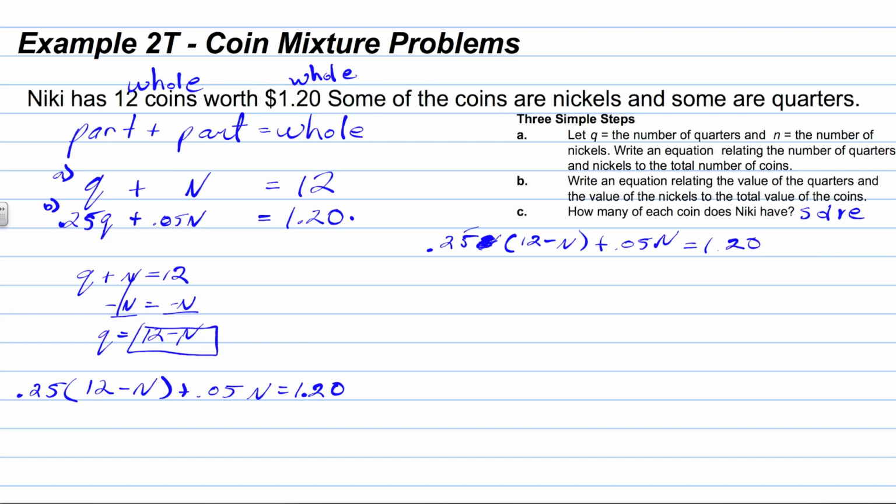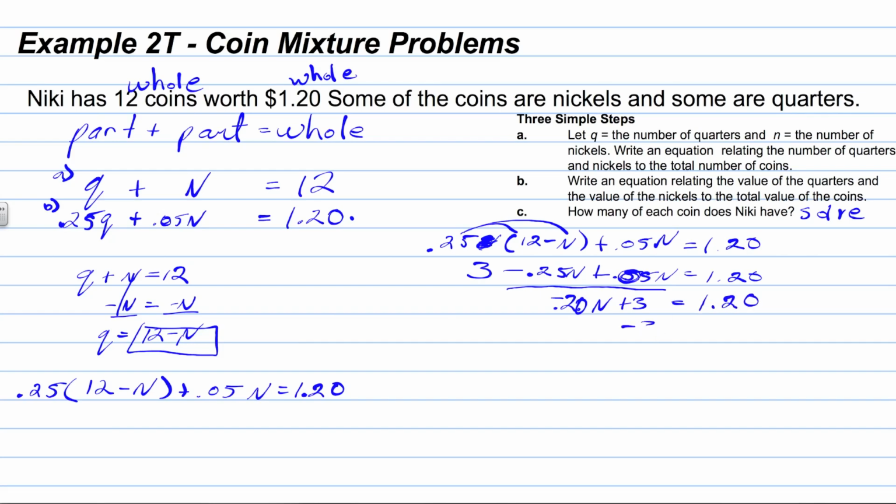Solving this equation, I have to distribute this 0.25. 0.25 times 12 is 3. 0.25 times minus N will give minus 0.25 N. I copy the rest of the equation down. That should be a 0 there, not a 5. 0.05 N equal to 1.20. Here I combine these two like terms, I add them, negative 0.25 N plus 0.05 N. That gives me negative 0.20 N. I put the plus 3 equal to $1.20.